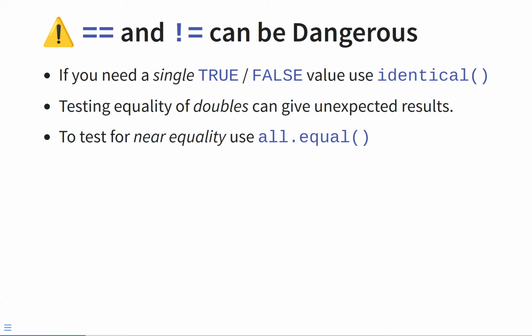Another thing to be aware of is that testing the equality of doubles can give weirdly unexpected results. A few slides back, I mentioned a post on my blog, and it talks about one situation in which that occurs. The way around this latter issue, which stems from the fact that computers can't actually represent real numbers perfectly, and can only approximate them, is to use a function called all.equal. This tests for what is called near equality. So typically on a computer, if you're trying to see if two double values are the same, you don't actually want to be using identical. You want to be using all.equal.